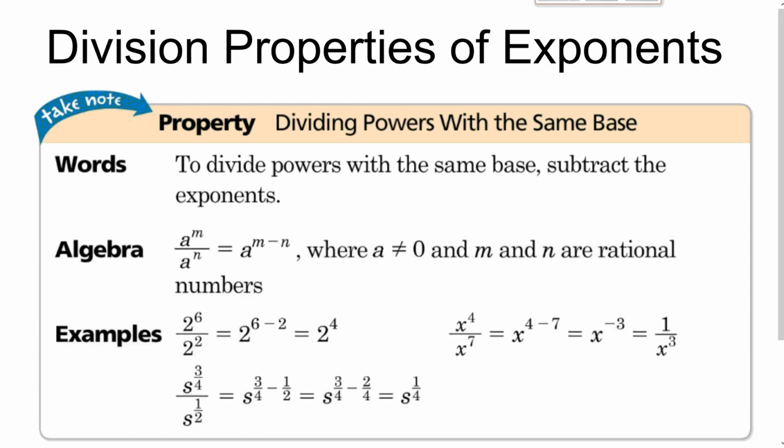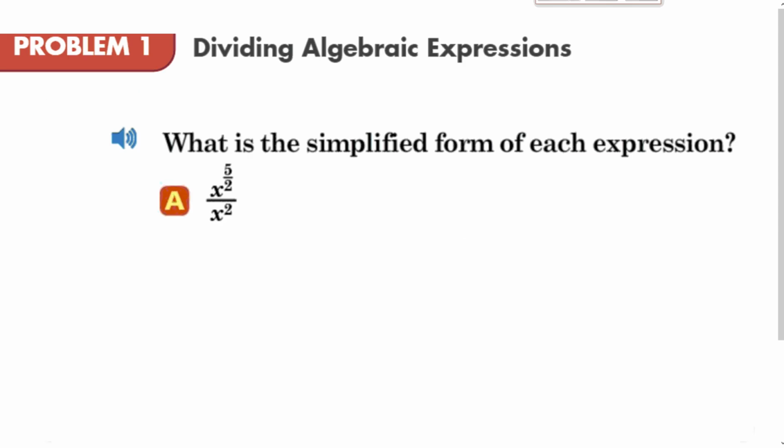So here are the division properties of exponents. Whenever we divide by the same base, we subtract, and it's always top minus the bottom exponent. And then here are some examples. Even if you get complicated fractions, we just have to subtract fractions, so again, we need common denominators for that. Okay, here's the first example. Go ahead and get it down in your notes. Highlight that.